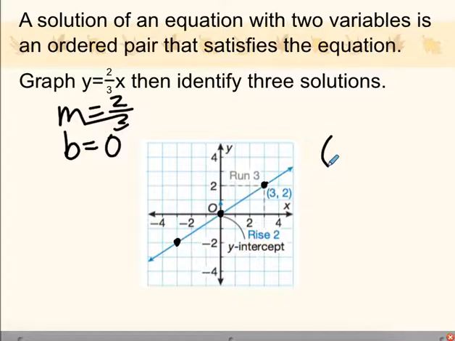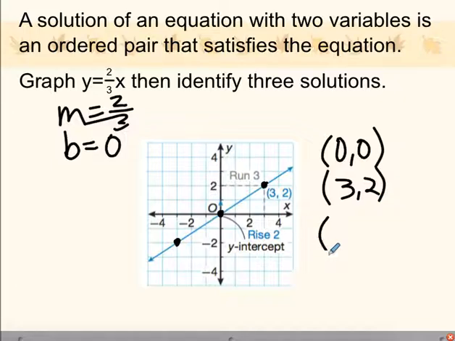So we could say 0, 0 is a solution. We could say 3, 2 is a solution. We could say -3, -2 is a solution. And anything else on that line is a solution. Let's try another one.